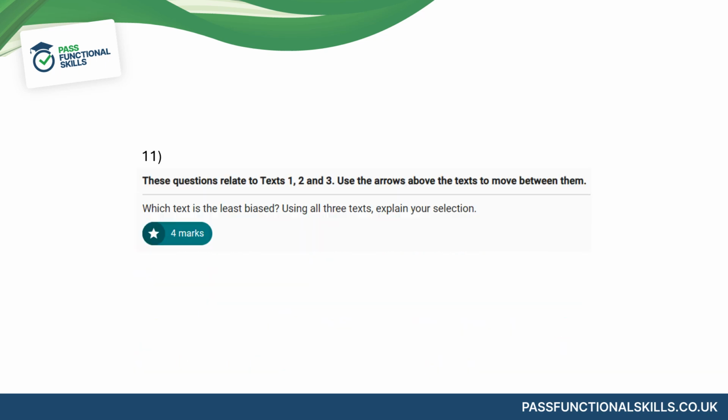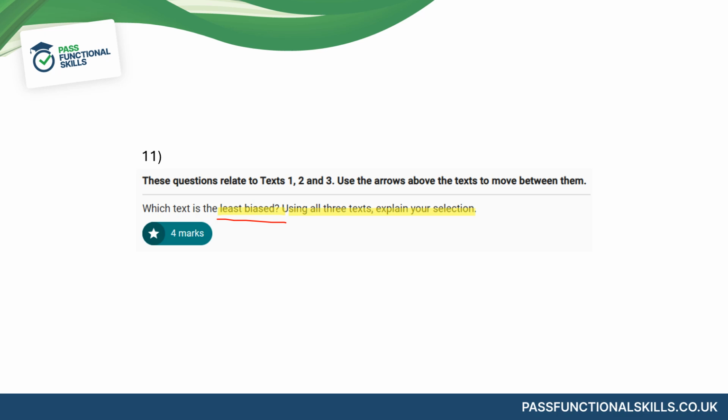Question 11. Which text is the least biased? Using all three texts, explain your selection. Okay, so this is a 4-mark bias question, and we're being asked which text is the least biased. So they might ask you which one's the most biased or which one's the least biased, so make sure that you read that question carefully.